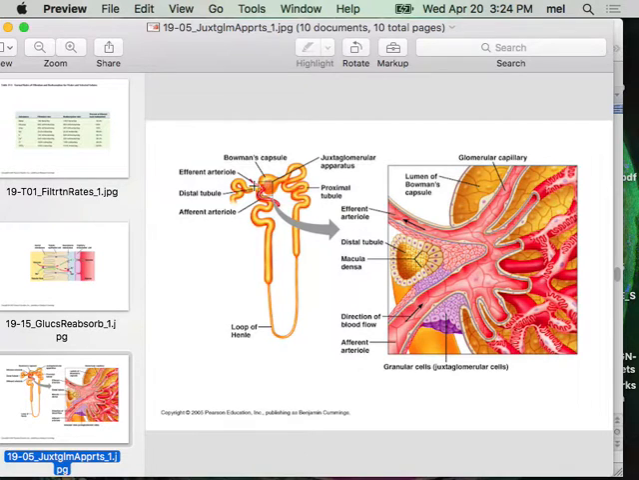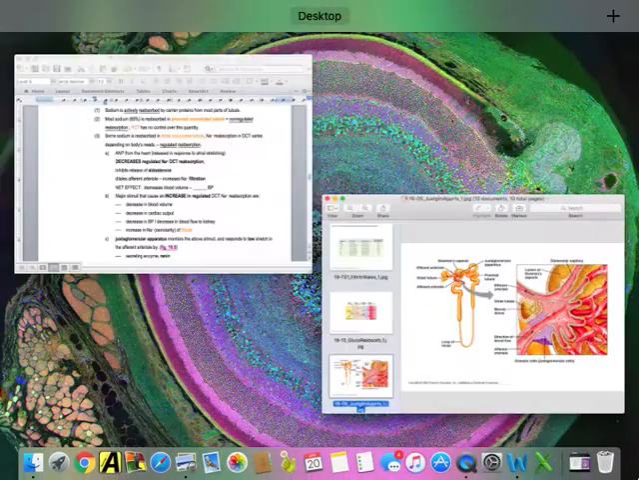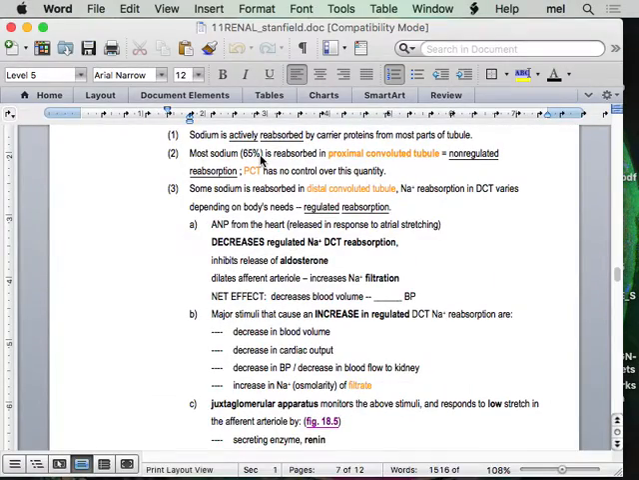So ANP still does what you said it did, which is targets the kidney to inhibit water reabsorption or promote urine loss or whatever, targets the kidney to decrease the blood pressure. But now we have some details to fill in. It targets the distal convoluted tubule of the kidney to decrease regulated sodium reabsorption. Does that make sense? Okay, so in addition, it does two other things that should be consistent.